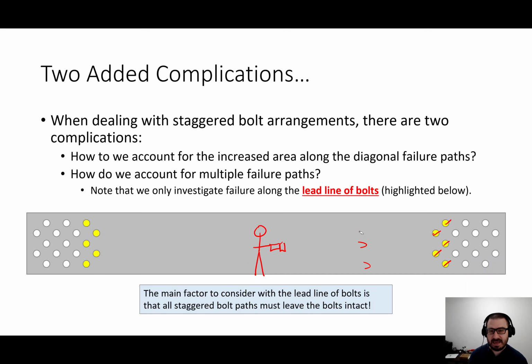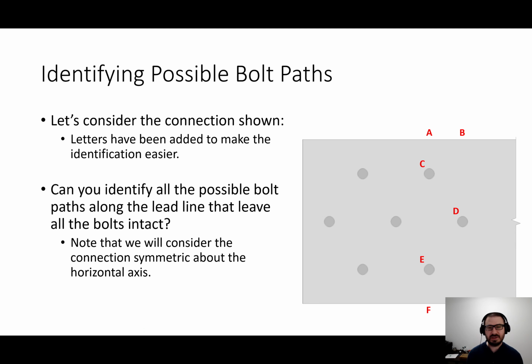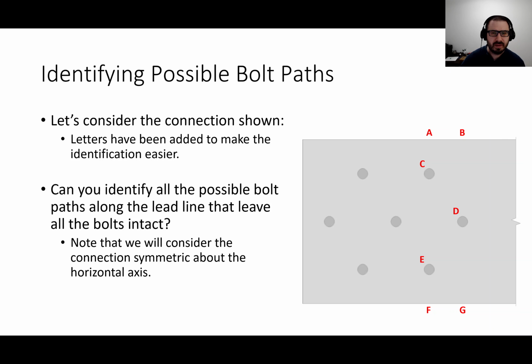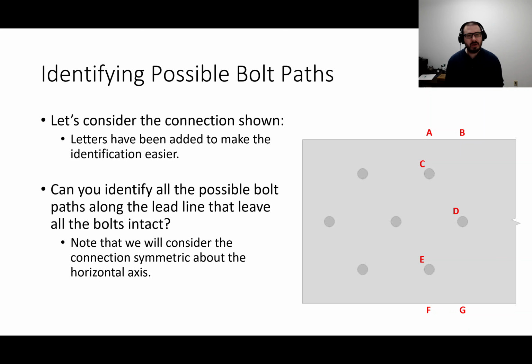And you're going to see here in a second why the lead line is what we consider. Okay, so let's actually take a look at that. I am going to move my camera up here so that we can see all these letters. Maybe I'll make that a little bigger. Here I've got a given staggered connection, and I've got some letters here on the slide, and these letters are going to help me name some potential failure paths.